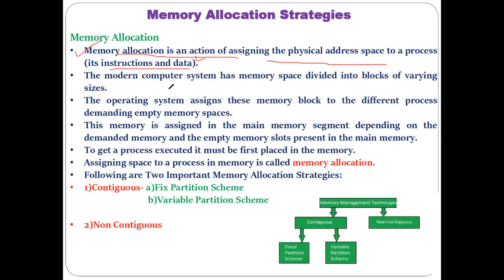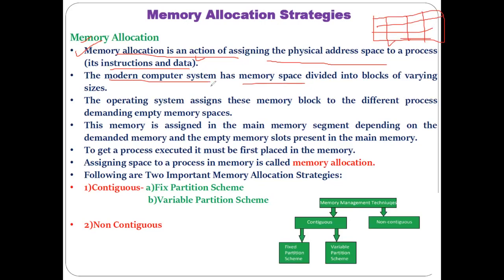So allocating the space within a memory to a certain process is the simple concept of memory allocation. The modern computer system has a memory space. As we discussed last time, the whole memory space is divided into a number of different blocks, and each of those blocks is considered a cell.